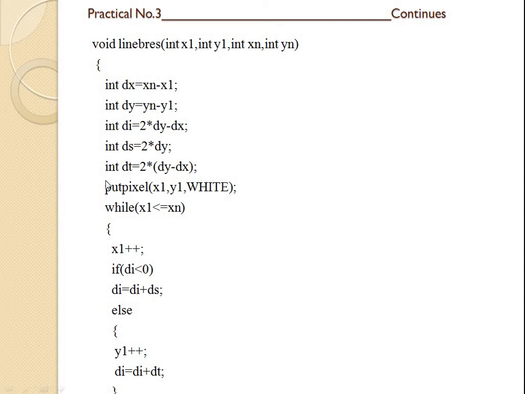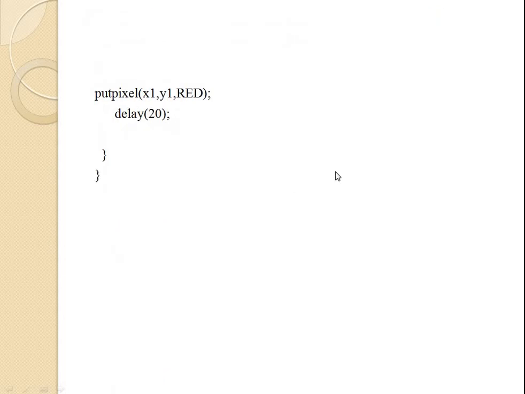So if this while loop condition is true, then control goes to the next condition and checks if di is less than 0, then increment x1 and calculate the decision parameter value. Else, if di is greater than 0, then the y value is increased and we calculate the di value, that is di is equal to di plus dt. Then put pixel x1 and y1 and red. The delay function is used for a certain interval, so here we put the intervals by using the delay.